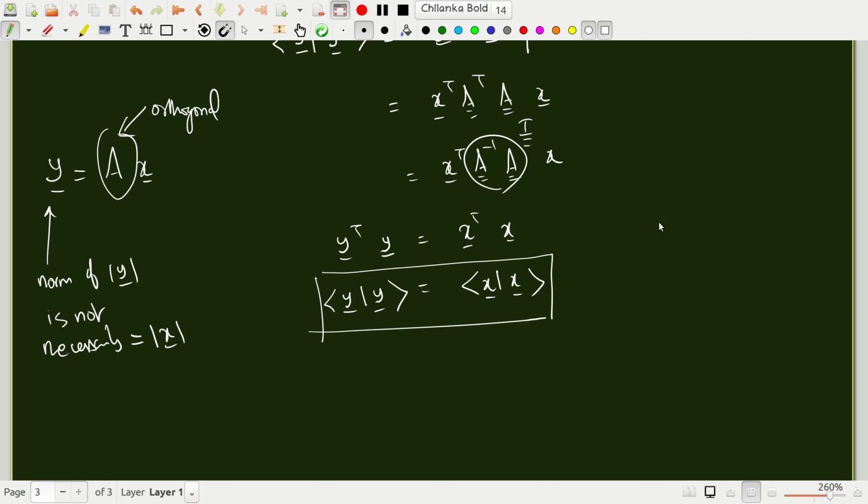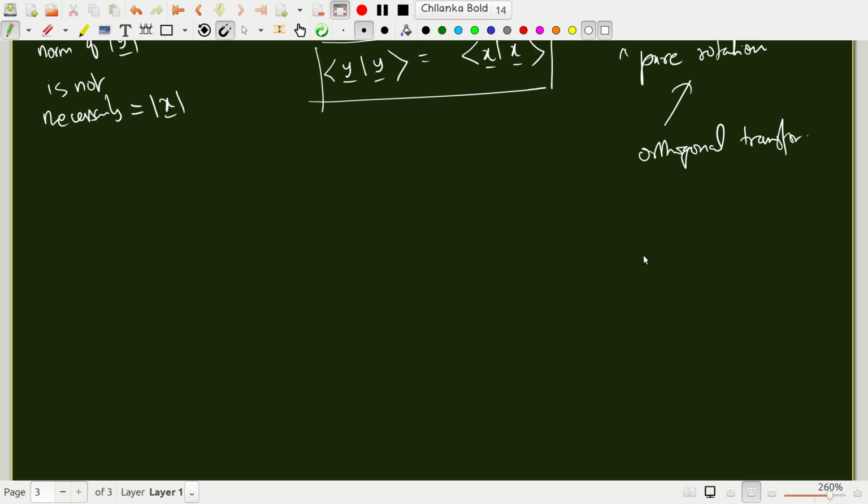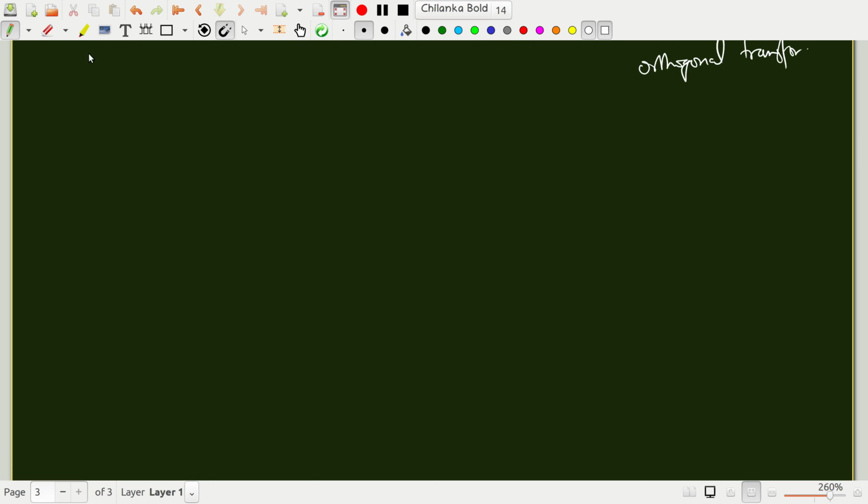So what this means is that an orthogonal transformation merely rotates a vector and does not lead to a stretching or contraction of the original vector. So the length of this vector and the length of this vector will remain the same. Geometrically, an orthogonal linear transformation implies pure rotation. Now all these ideas can be generalized to complex valued matrices.